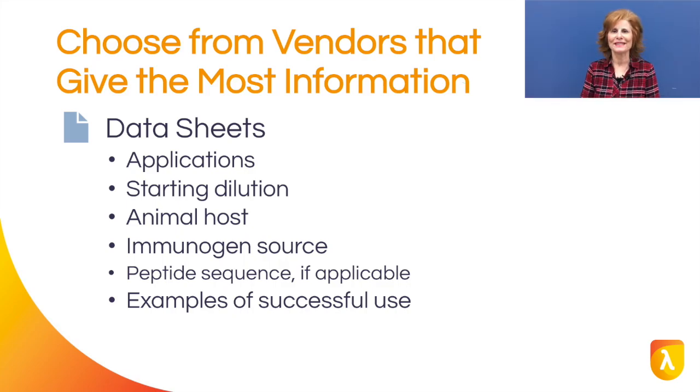When making your choice, select vendors that give you the most information and go the extra mile when it comes to antibody characterization. Data sheets should include, at a minimum, recommended applications and starting dilutions, animal host, and immunogen source. If the source is a peptide, they should be willing to provide the sequence. Examples of successful use of the antibody in the applications listed should also be provided.